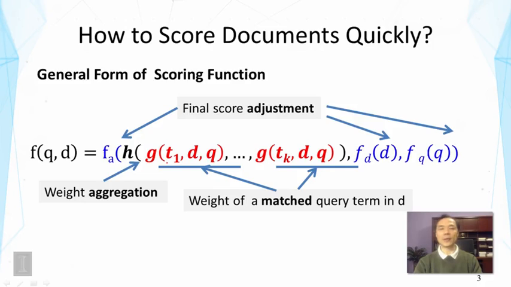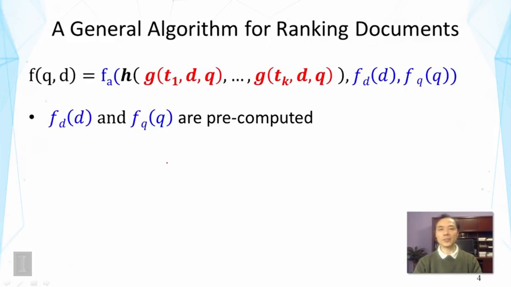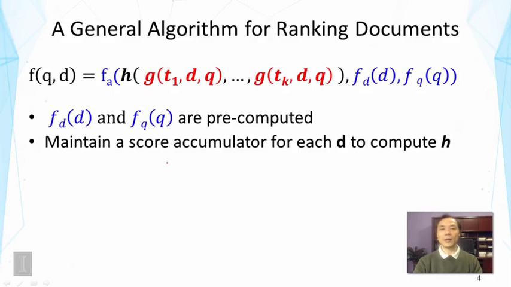Let's look at how we can score documents with such a function using inverted index. So here's a general algorithm that works as follows. First, this query level and document level factors can be pre-computed in the indexing time. Of course, for the query, we have to compute it at the query time. But for document, for example, document length can be pre-computed. And then we'll maintain a score accumulator for each document D to compute h. And h is the aggregation function over all the matched query terms. Right? So how do we do that?